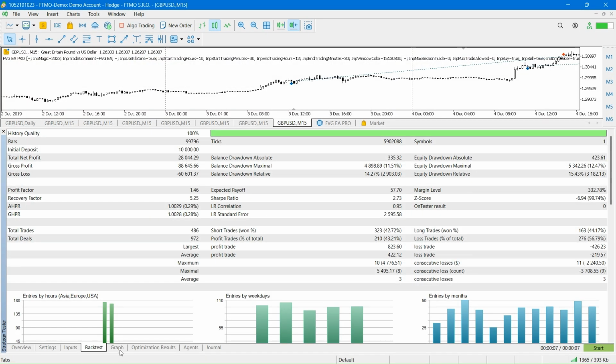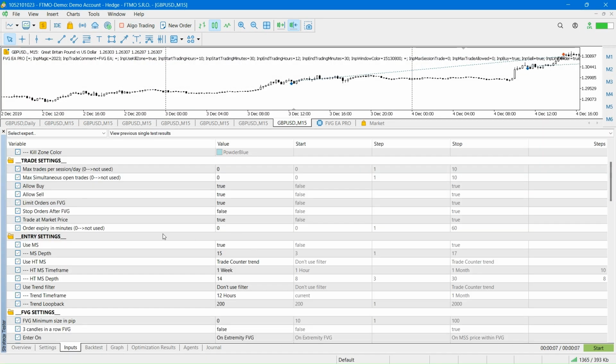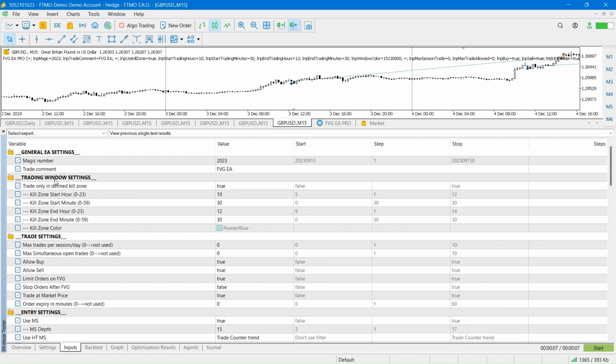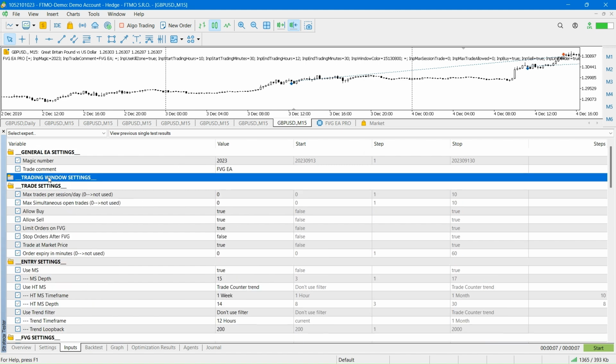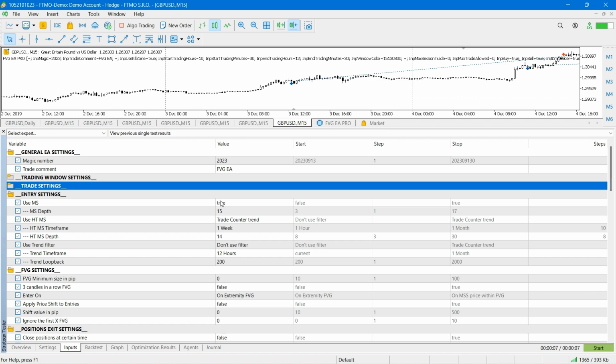All right. So next thing I would like to optimize now. I have my kill zone. I don't want to touch it anymore. I have my trade settings. I'll see if I'm going to touch it or not, but for the moment, no. I have my entries, so I'm trading counter trend.